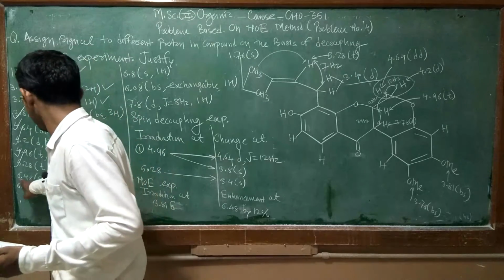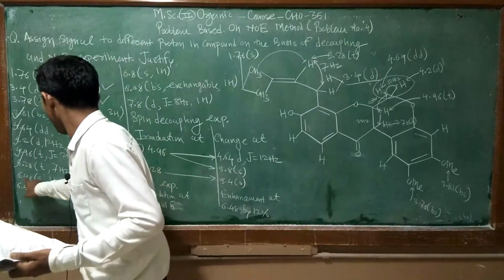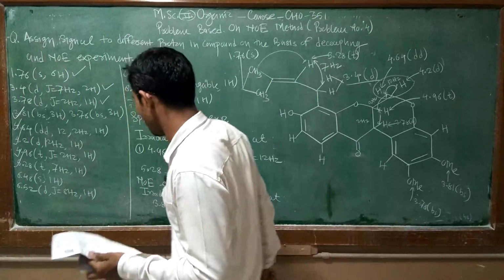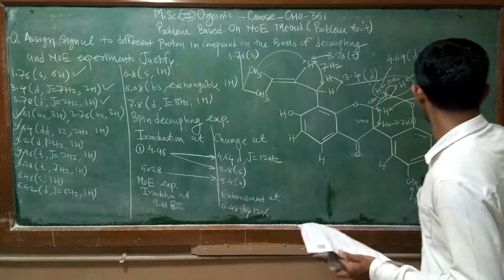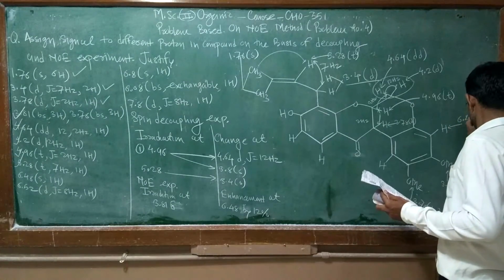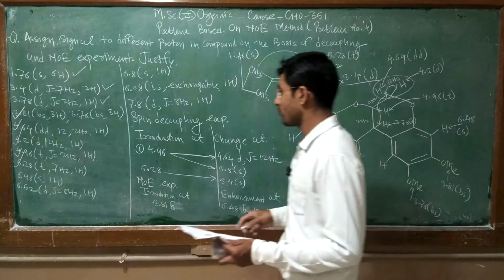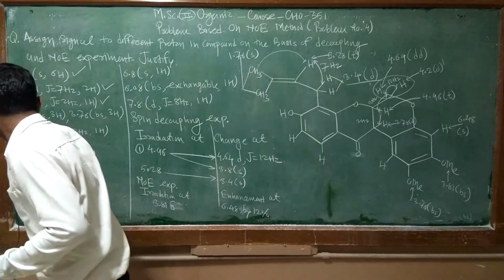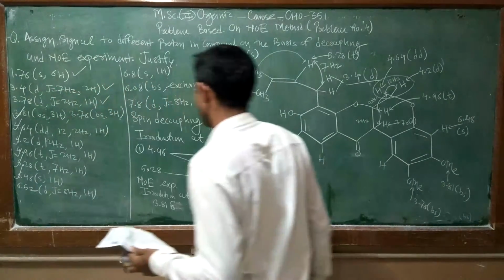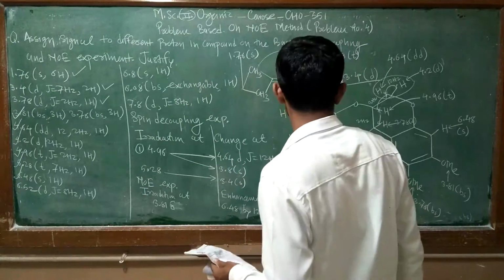Then 6.48. From this signal you observe that it is for an aromatic proton. 6.48 singlet for one proton. If you observe the aromatic signals, this proton particularly shows a singlet signal. So next is 6.58 doublet with 8 hertz, meaning this is the ortho coupling.